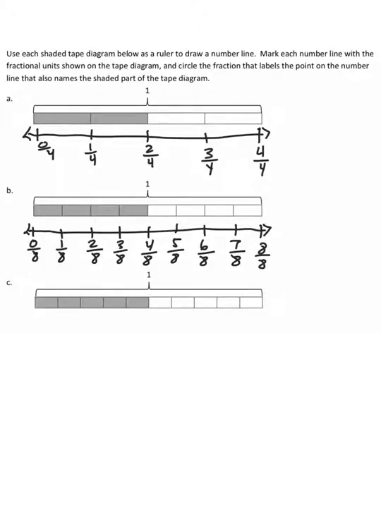And then our last one, we've got 1, 2, 3, 4, 5, 6, 7, 8, 9, 10. It's been split up in tenths, and it's colored in 5. We have 5/10. So let's make our number line.